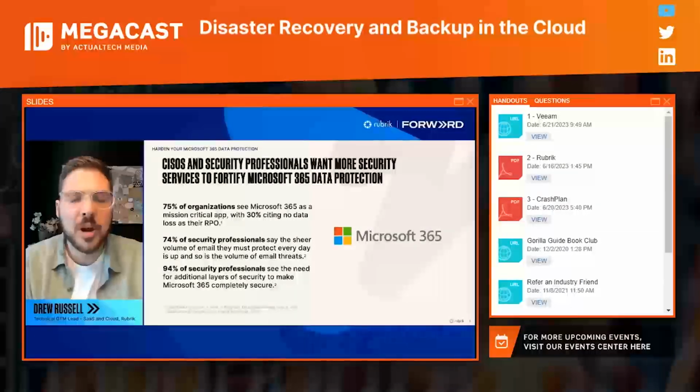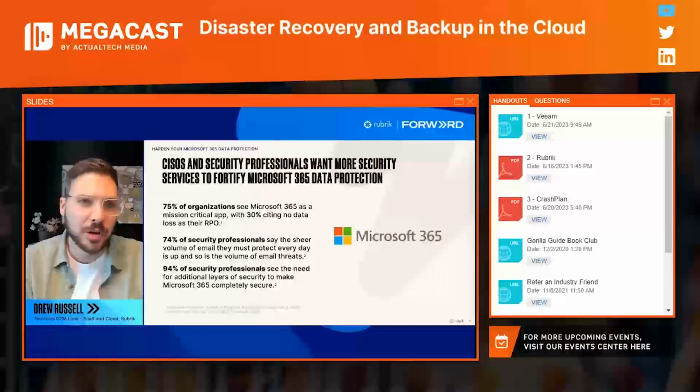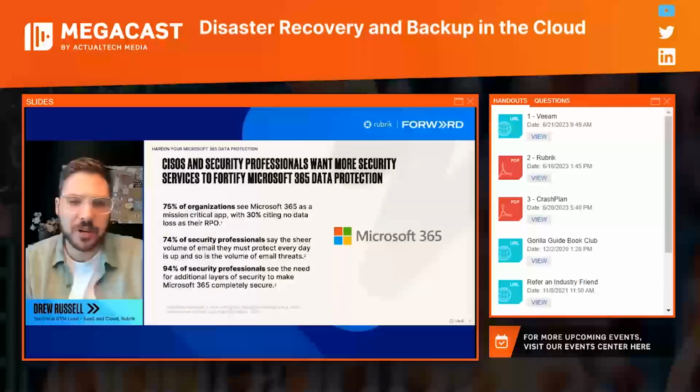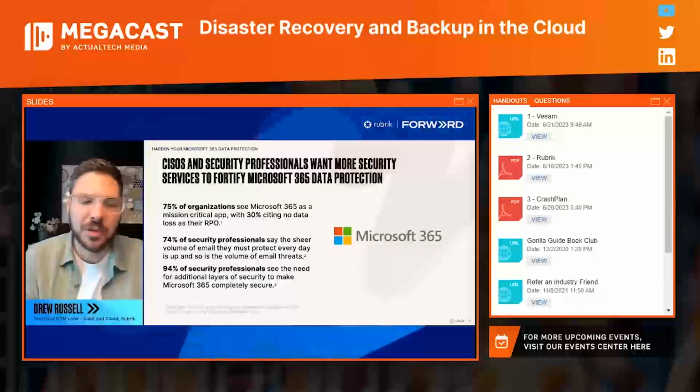From the specifics in the 365 world, thinking about it from the security perspective, like I talked about, there's just a massive increase in usage across the board. In this case, 74% of security professionals see that increase of data, specifically around email, as a major problem, right? It's so much information moving in and out of the system. It really becomes difficult to wrap your head around.